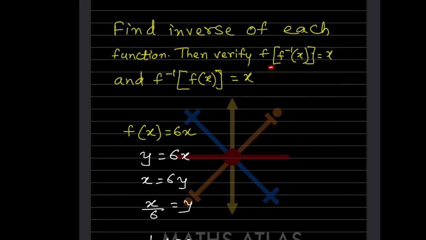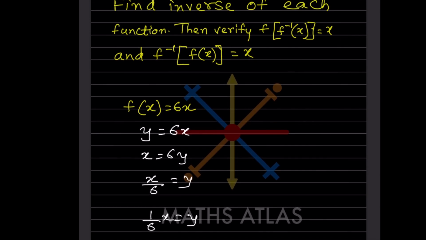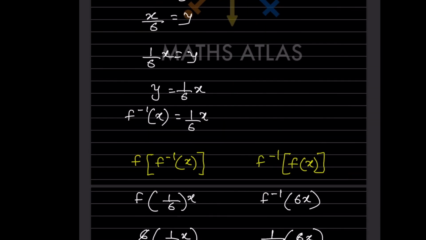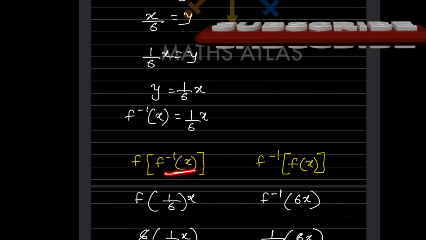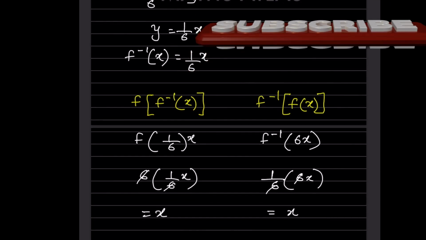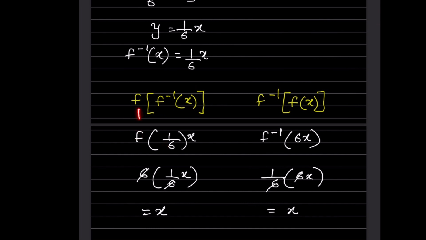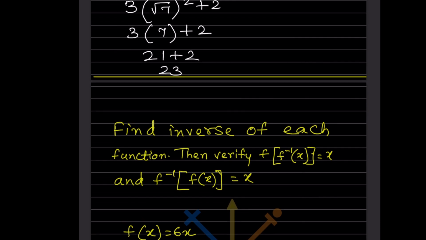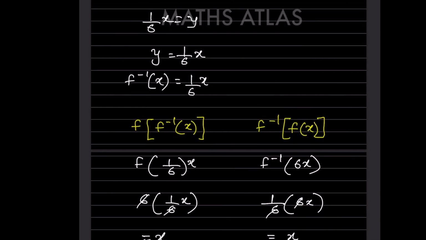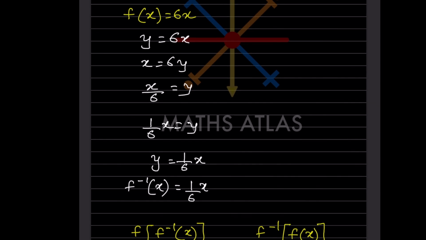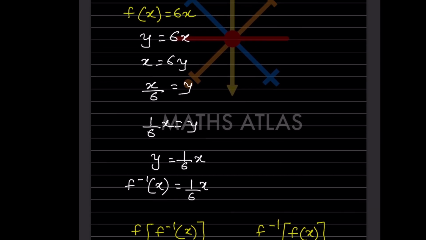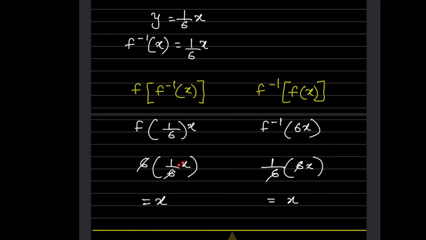But then they have asked to verify this. So now f of f inverse x. So now let us see for f of f inverse x. So now you know f inverse x is what? 1 by 6x. So you will put f here as it is, 1 by 6x. And now f of 1 by 6x means this is going to be 6, so in place of x you will put here 1 by 6x. So now this will be x.